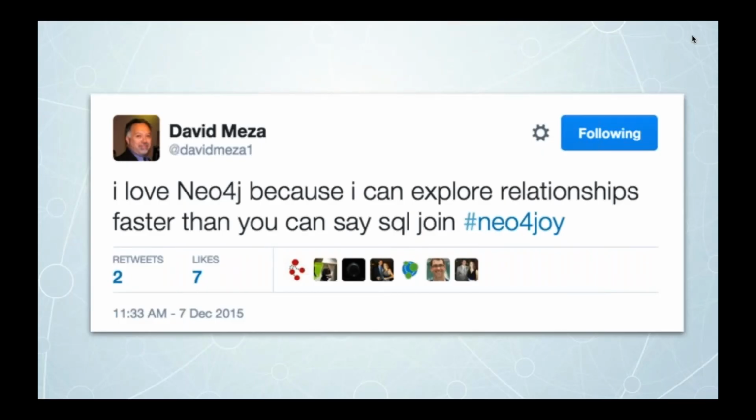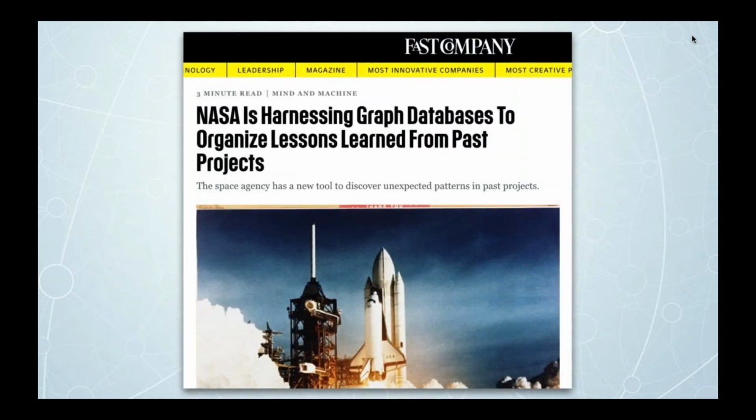So this is a quote from David Meza, who's the chief knowledge architect at NASA, the gentleman that built the tool that saved $1 million in a year going to Mars. He said, "I love Neo4j because I can explore relationships faster than you can say SQL join." David is a really fantastic guy, and you can read more about the work that they've done in Fast Company.